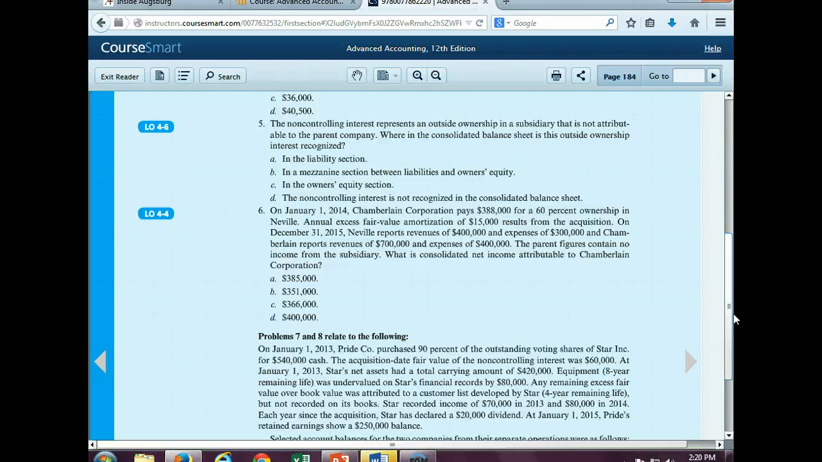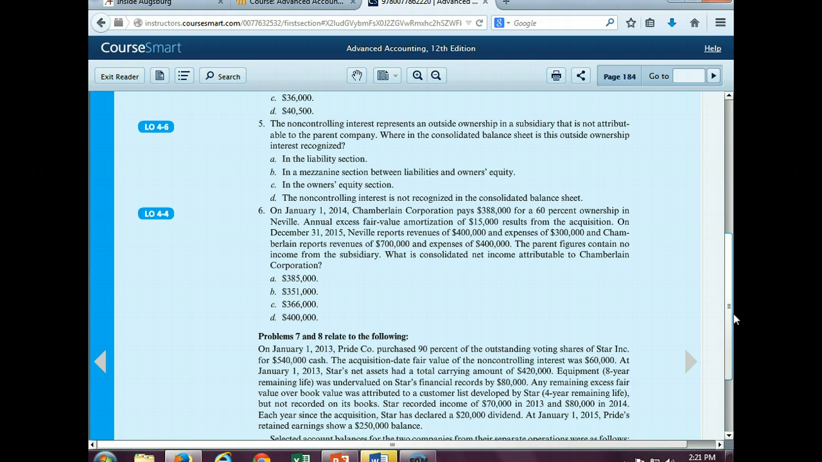So if we take the 1.1 million, what are the expenses? 300,000, 400,000, so 700. Expenses, 700,000. That leaves 400,000. And then what do we have for annual excess amortization? 15. What does that give us? 385?